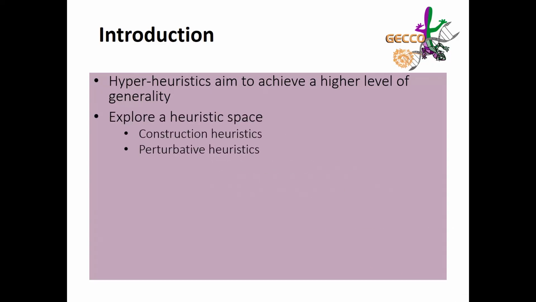So when we look at the heuristic space, there are two types of heuristics. Either you're getting heuristics to create a solution, or you're getting heuristics to improve an existing solution. Those are the two types of heuristics that you can actually get. And if you're searching for heuristics to create a solution, we call those construction heuristics or constructive heuristics.